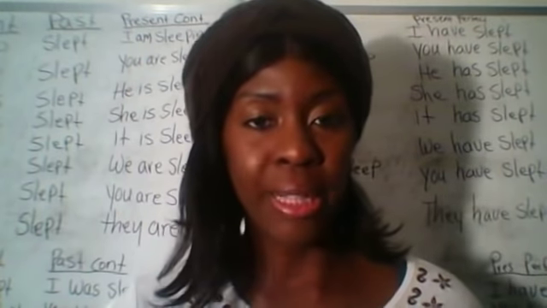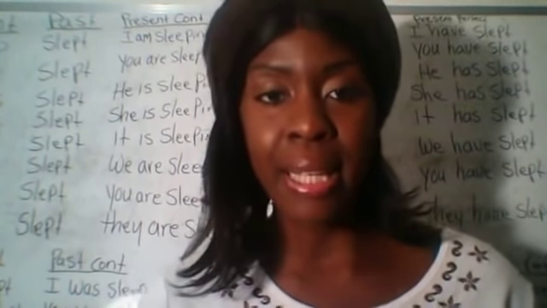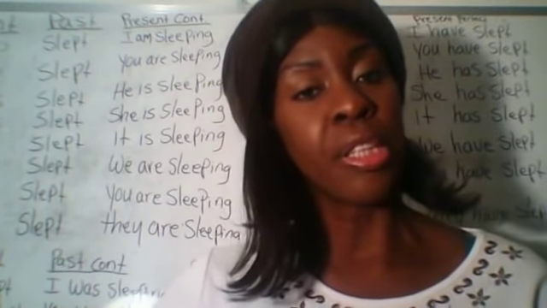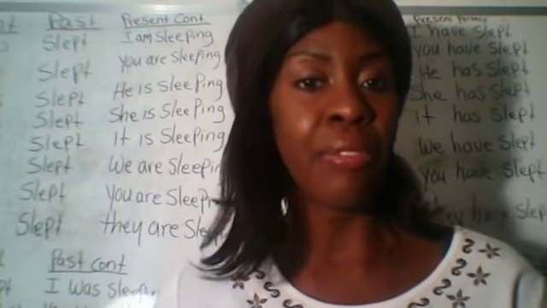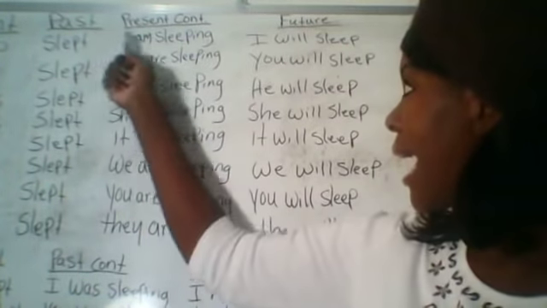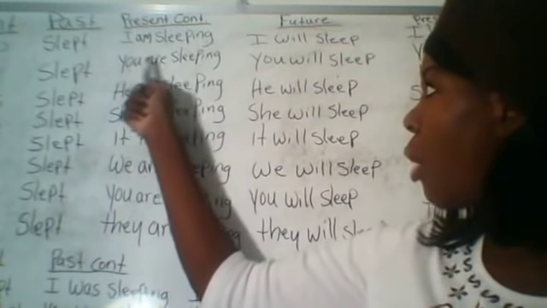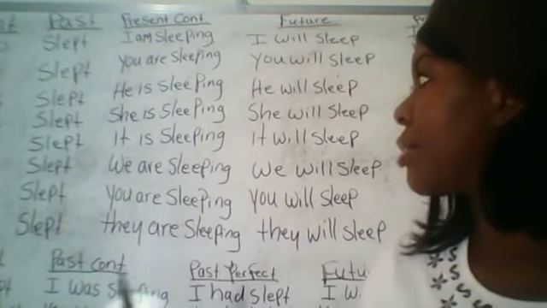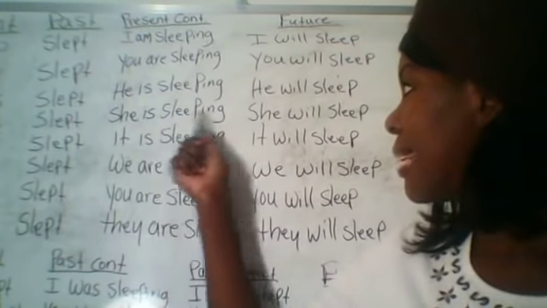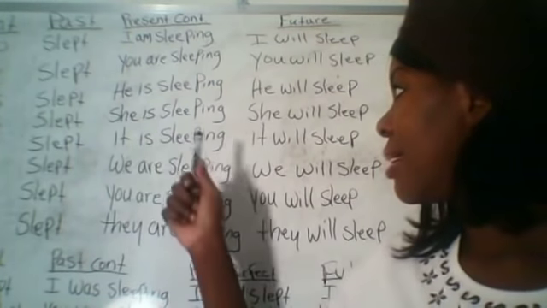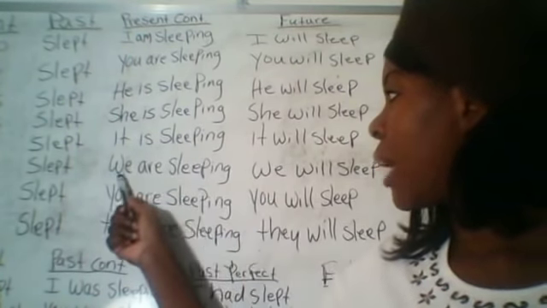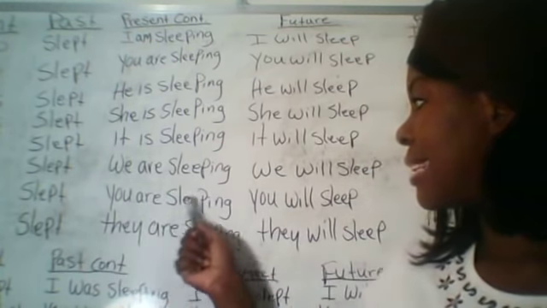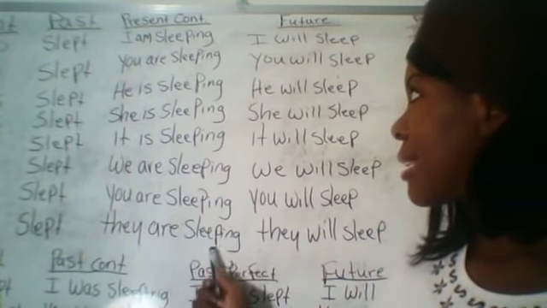Now, sa yo di this time, yo di konsa ke pou kontinye w ap mete ing nan fen mo a. ING nan fen mo a, okay? For you to continue it, you have to put ing at the end of the word, okay? Which is I am sleeping. You are sleeping. He is sleeping. She is sleeping. It is sleeping. We are sleeping. You are sleeping. And they are sleeping.